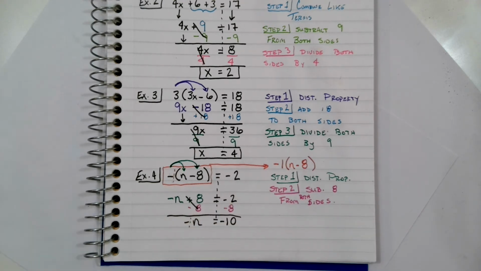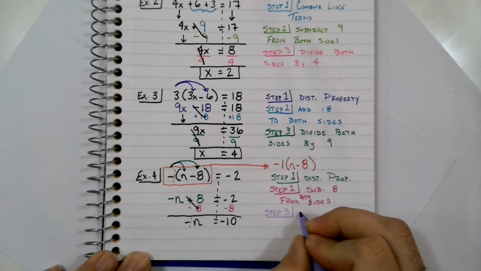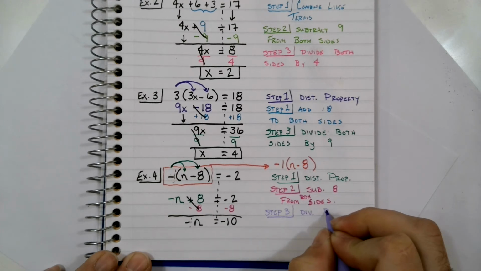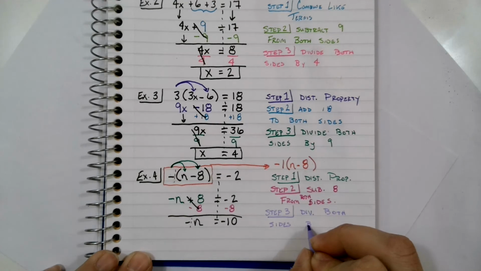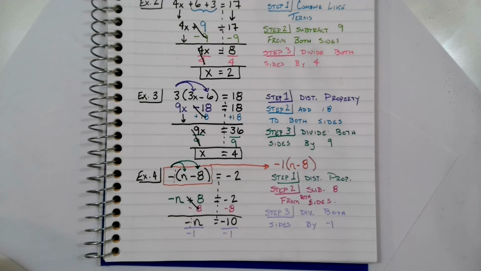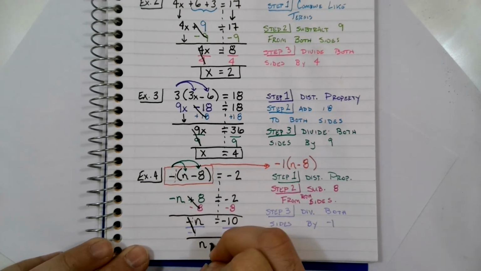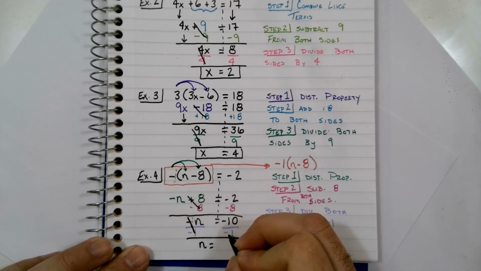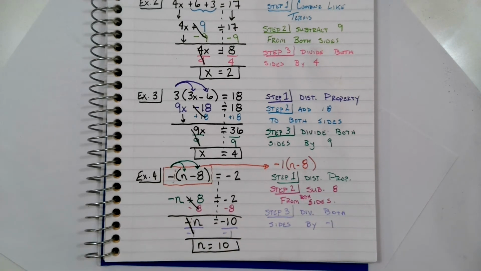Okay? So, the opposite, again, this is multiplication. The opposite of multiplication is division. So, what I'm going to do here, step 3, I'm going to divide both sides by negative 1. And we'll do one side, we do to the other. So my negatives cancel over here. All I'm left with is n equals, and negative divided by negative is a positive. Anything divided by 1 is itself. So n equals 10.